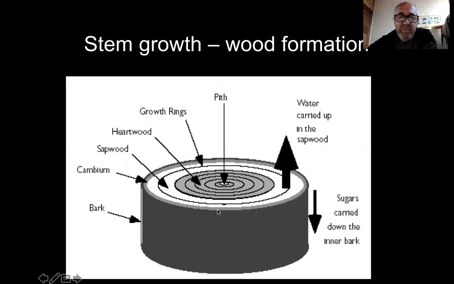So here's the summary. We've got a pith in the middle, we've got heartwood and sapwood. As I said before, sapwood's an area where water travels up the tree. Heartwood is wood that used to be sapwood, that now has chemicals deposited in it. It has no active role in the living part of the tree. There's no live cells there. Its role is simply to hold the leaf up.